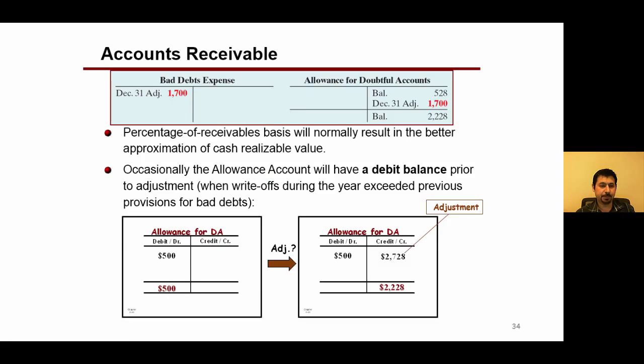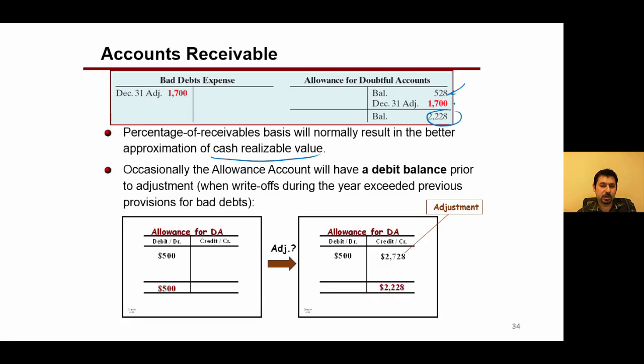As we can see, the usage of the percentage of receivables method would emphasize the cash realizable value here, and the amount that will be estimated will be the required balance. So in order to get to the adjustment, we will have to take the beginning balance of allowance for doubtful accounts into consideration.